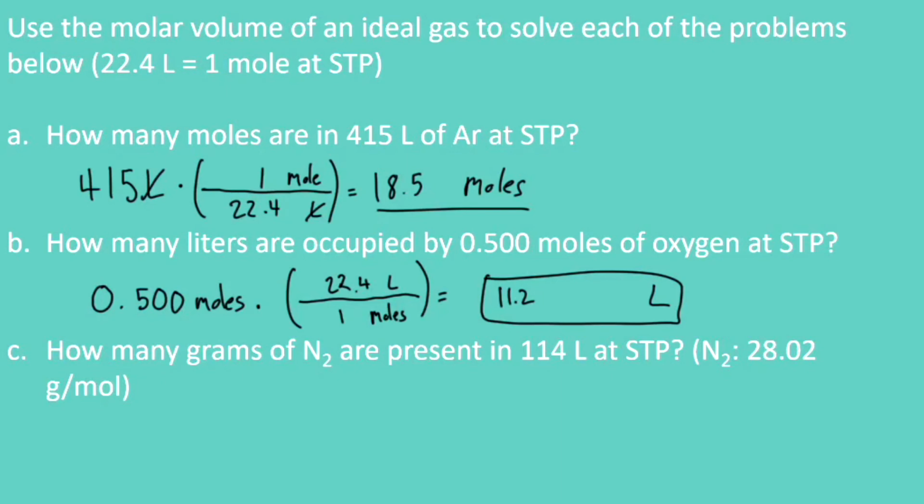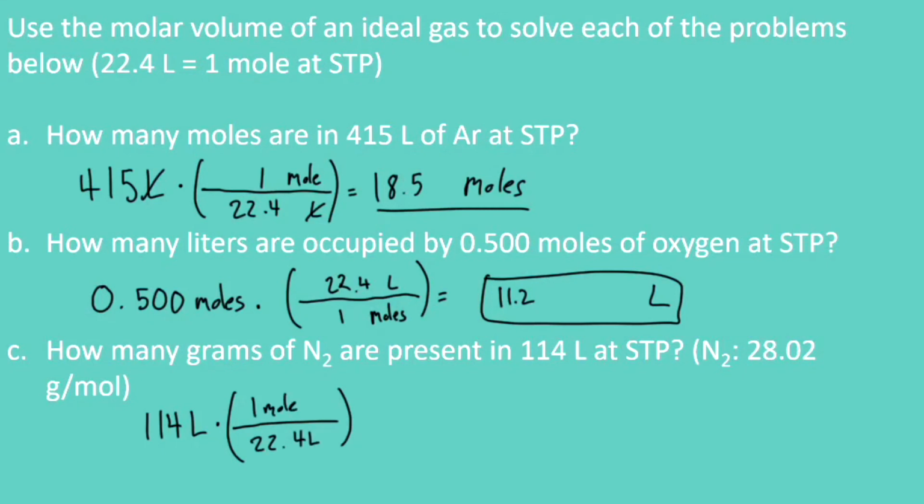This next problem will involve 2 steps. It asks us to go from liters to grams. So remember that moles and grams are like 2 sides of the same coin. So we'll start with liters, go to moles, and then we'll figure out how to go to grams. Okay, to go from liters to moles, we know how to do that already. We put 22.4 liters on the bottom and 1 mole up top.